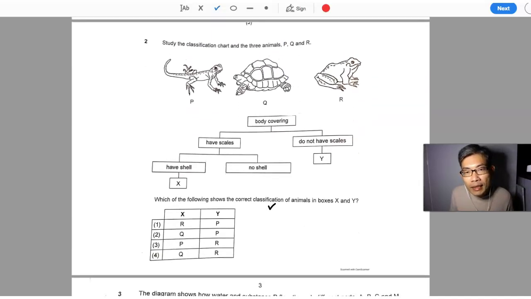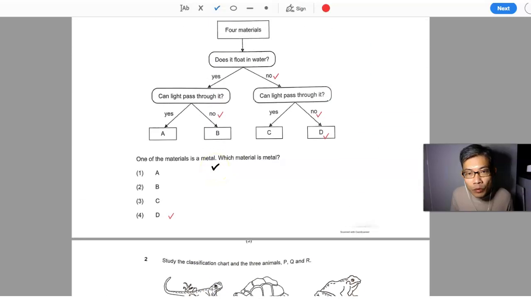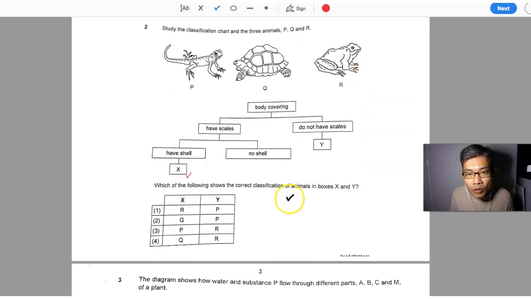Next one is from the 2019 paper. Very simple. Again, we have a flow chart to interpret. Which one shows the correct classification of animals in box X and Y? So X, this one is a different direction, right? The other one we trace from top down. This one we trace from bottom up.